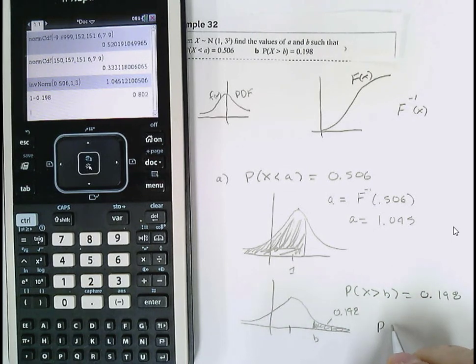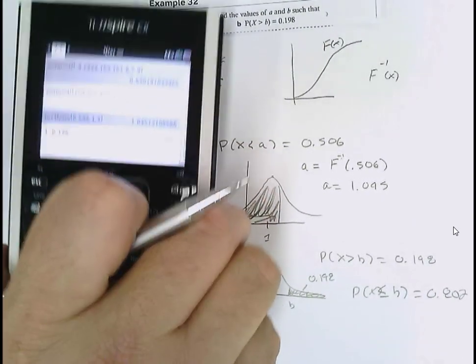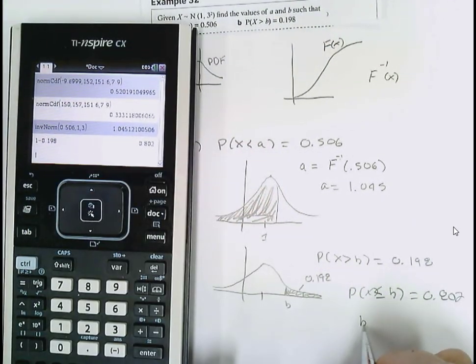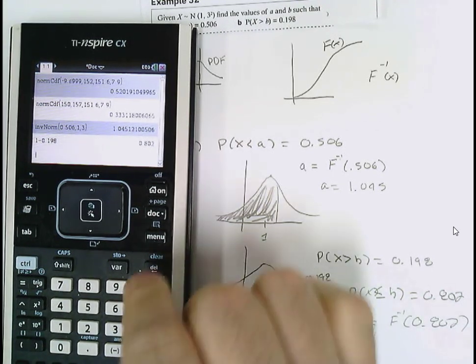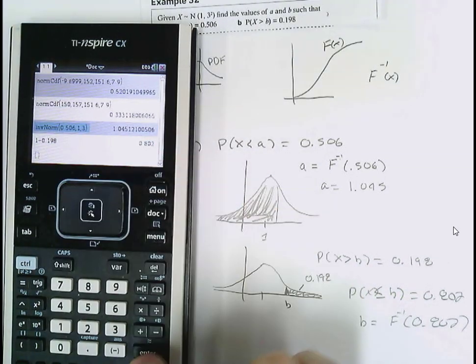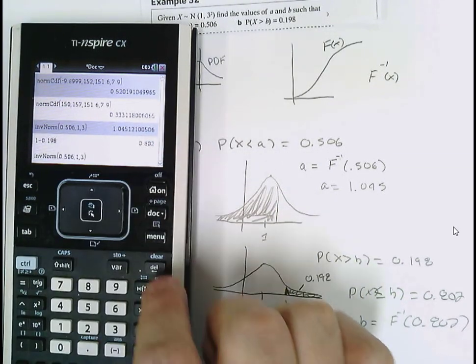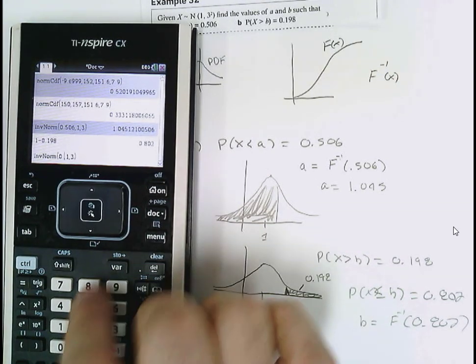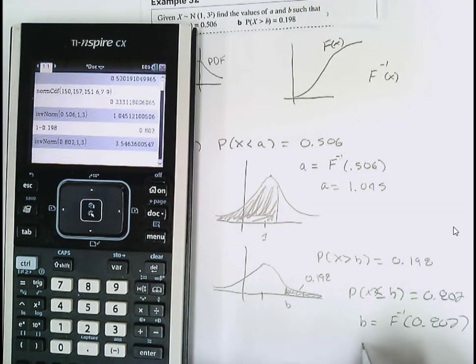And now I'm going to have the probability that x is less than or equal, I should say, to b is going to be 0.802. Sorry, running off the graph right here. Now I can use the calculator to figure out what that is, right? Now my b is going to be the F inverse, the CDF of 0.802. And then I'll go inverse normal. I pretty much have it right up here. Now I can do it, and I can enter 0.802. And now I get my b is equal to 3.546, right?